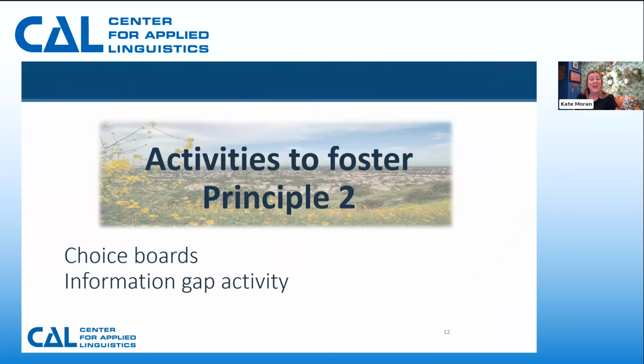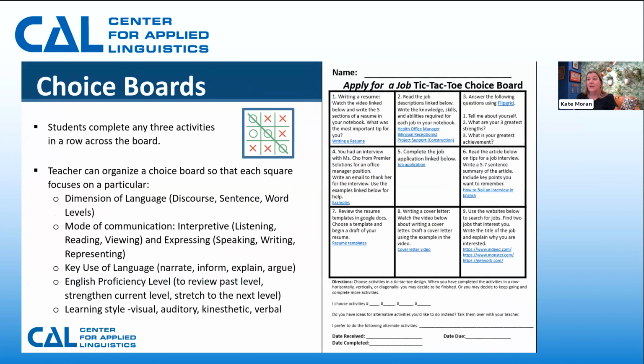Let's look at 2 activities that foster Principle 2. Effective instruction is clearly relevant to learners' needs. So the first one that we're going to talk about is choice boards. So choice boards are really great for adult learners because they can help teachers differentiate instruction to better meet the diverse needs that are within the same classroom.